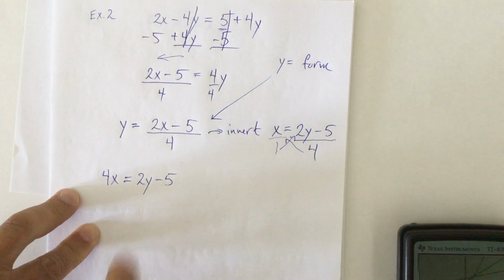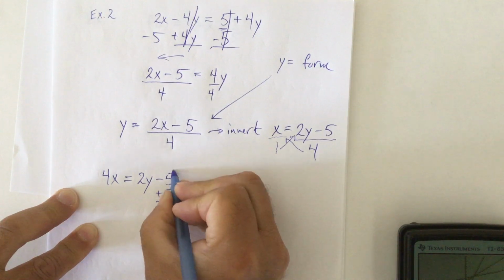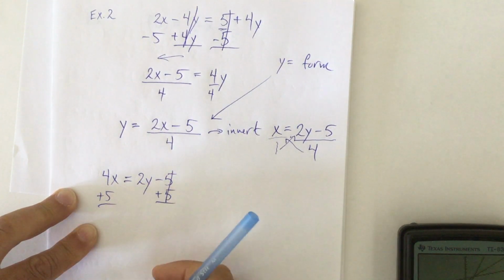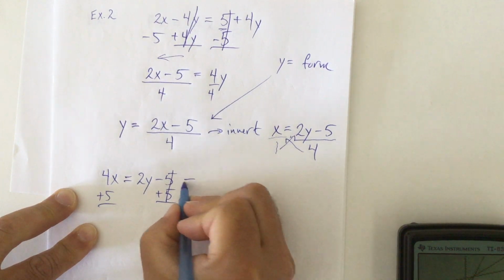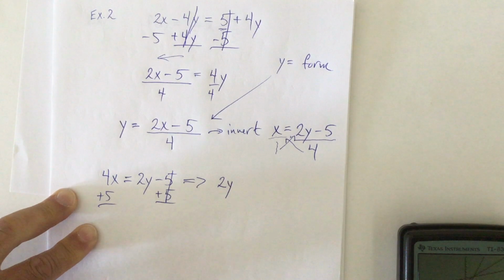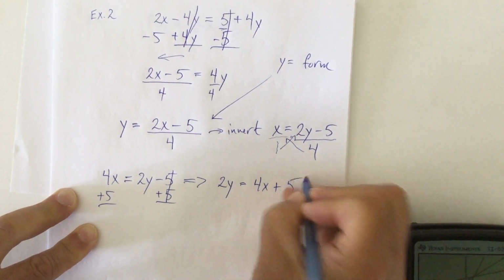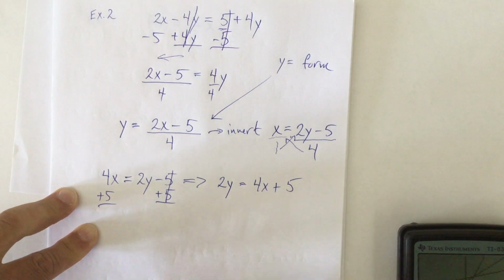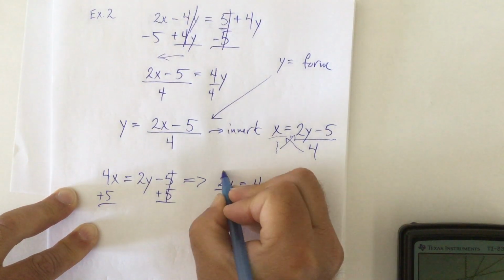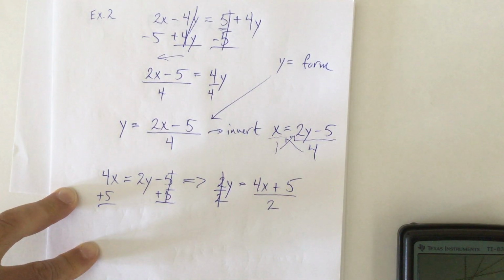Now, we still have to get y by itself, but that's easy peasy. Add 5, add 5. So on the one side of my problem, I've got 2y. So let's re-examine this. On one side of my problem, it says 2y. On the other side of my problem, it says 4x plus 5. Let's get y by itself. Bam! There it is. So y equals 4x plus 5, the whole thing over 2.